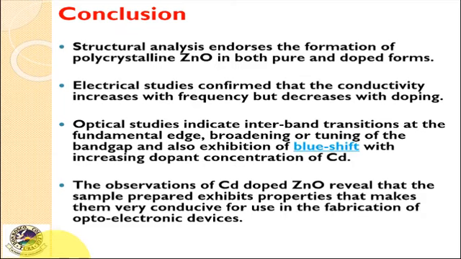The results obtained in the optical studies have been analyzed with the help of the Kubelka-Munk equation and the Burstein-Moss effect. The observations of Cd-doped ZnO reveal that the sample prepared by a relatively inexpensive chemical co-precipitation method exhibits properties that make them very conducive for use in the fabrication of optoelectronic devices.